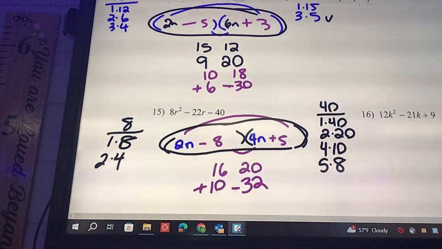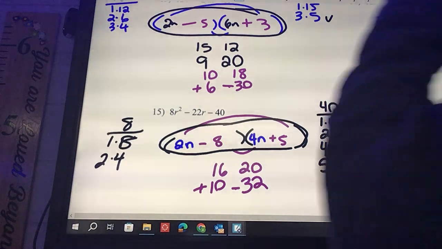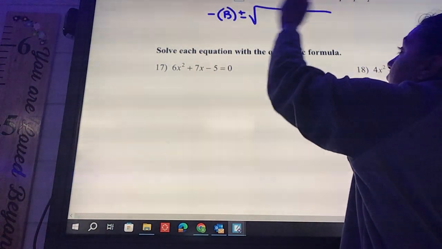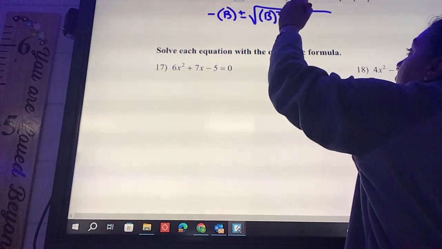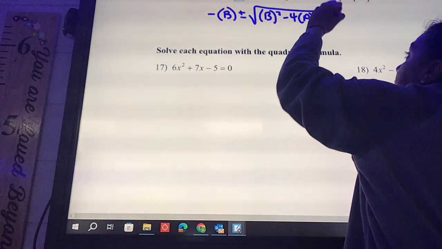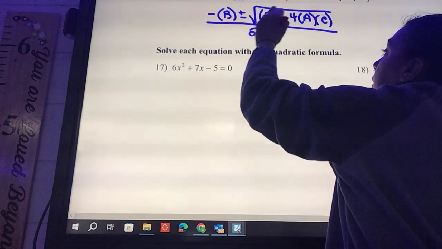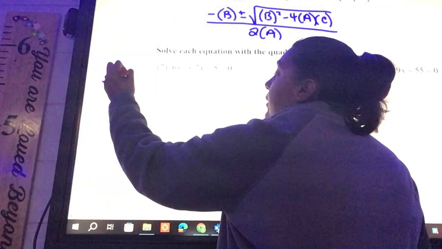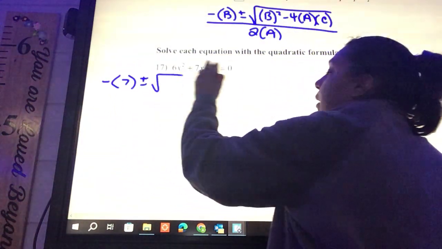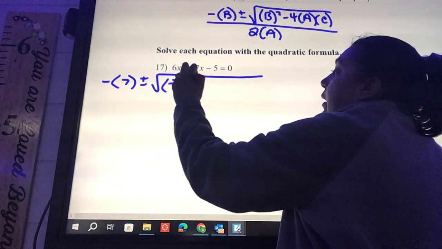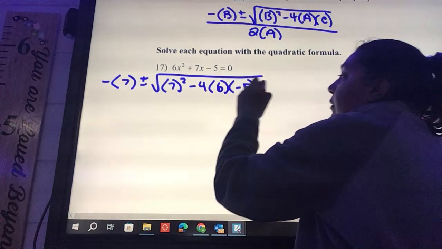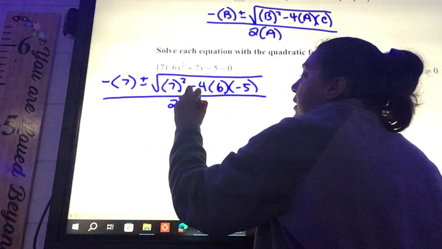Okay, 17, solve with the quadratic formula. Okay, that's that really long one. I will write it on here just so you have it for today, but it's gonna be negative b plus or minus square root of b squared minus 4 times a times c all over 2a. Okay, so it's gonna look like negative 7 plus or minus the square root of 7 squared minus 4 times your a, which is 6, times your c, which is negative 5, all over 2 times a.